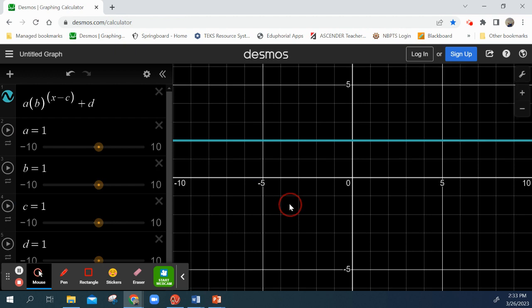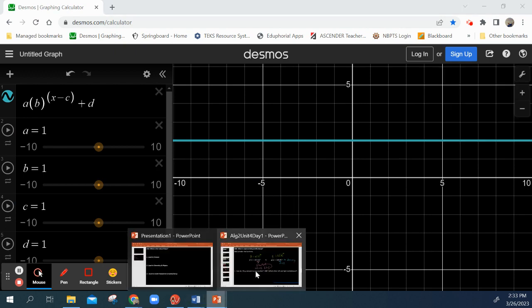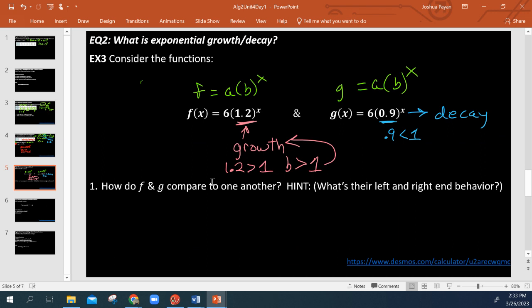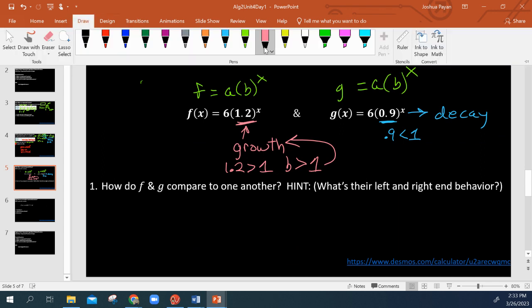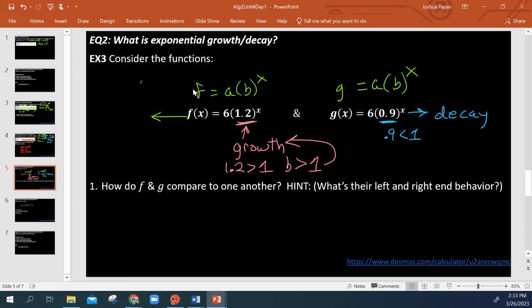So what I would say, why is it doing this? What I would say about both of these, right, is that this guy has growth, right? And what's more, it has a horizontal asymptote only when x approaches negative infinity, right? Because as x approaches negative infinity, we saw that f was approaching zero.